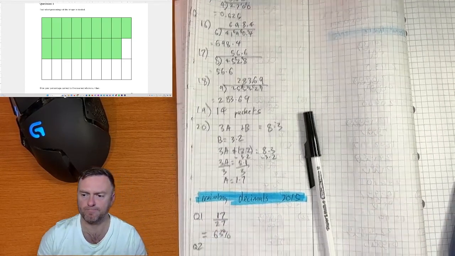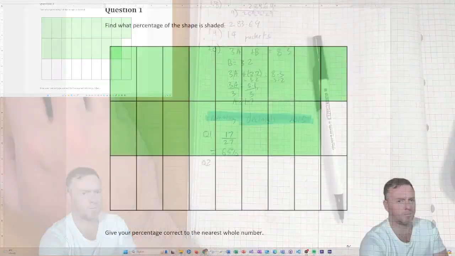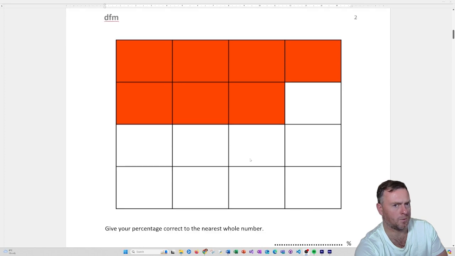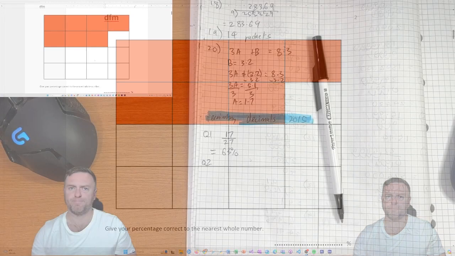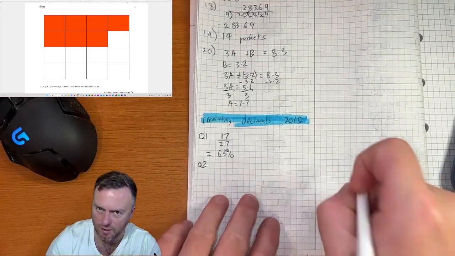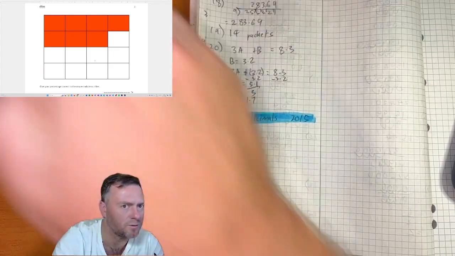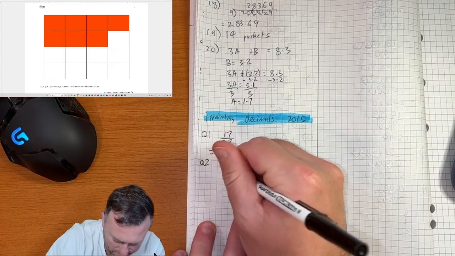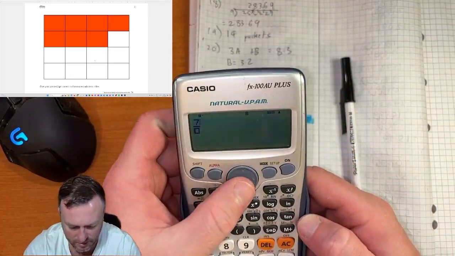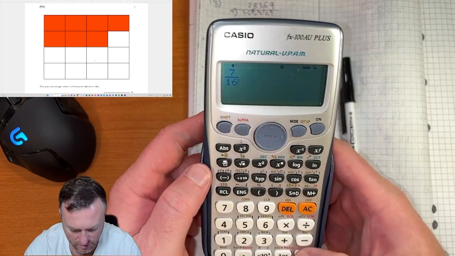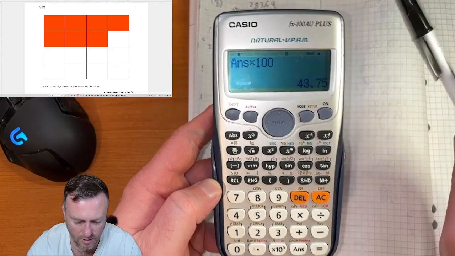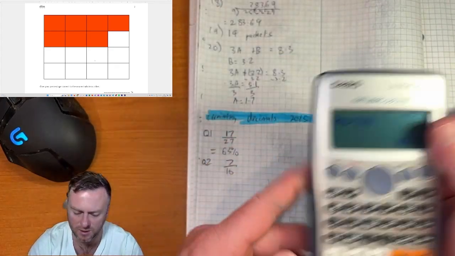Question 2. Same again. Here we go. 1, 2, 3, 4, 5, 6, 7. So 7 is the numerator out of 16. Again, calculator, 7 over 16 equals that, times 100, S to D, and then round it up. So then that gives you 44%.